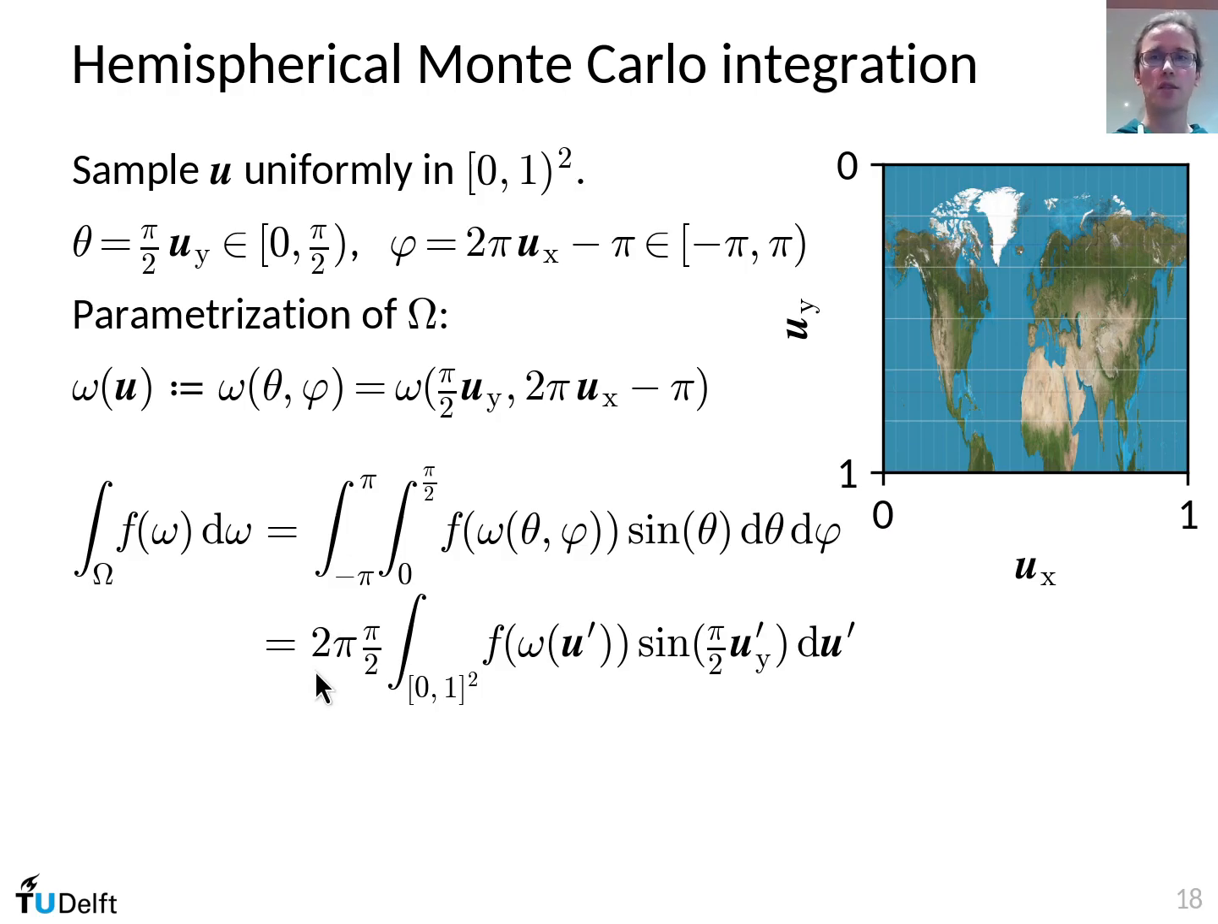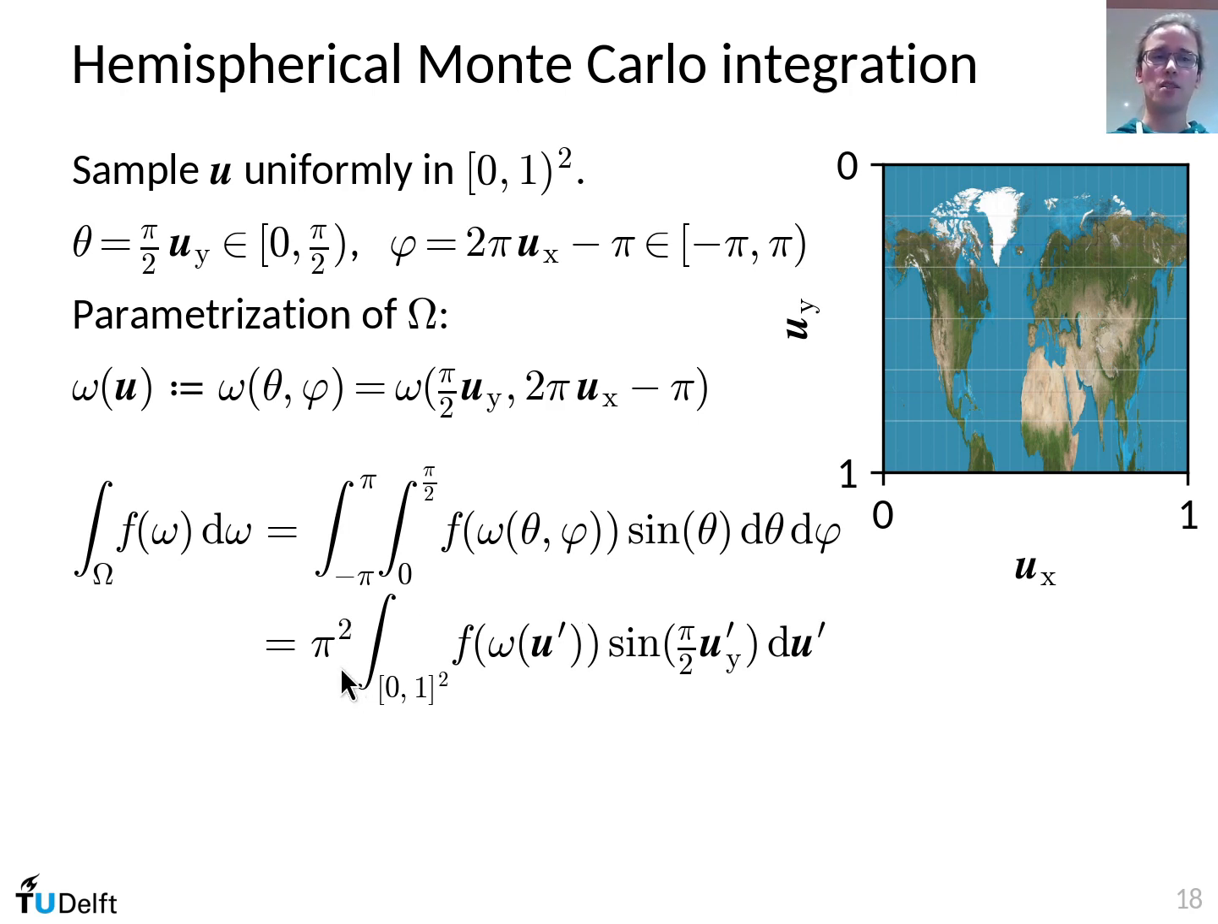If you want to derive this properly, you can do it using integration by substitution. But since it's just scaling, it's quite obvious what should happen. Previously, the length of this interval was pi over 2. So we have this as a factor here. And same for this interval where the length was 2 pi. And then, of course, 2 pi times pi over 2 can be simplified a bit. It's simply pi squared. So this is now an integral over the unit square that we want to solve.